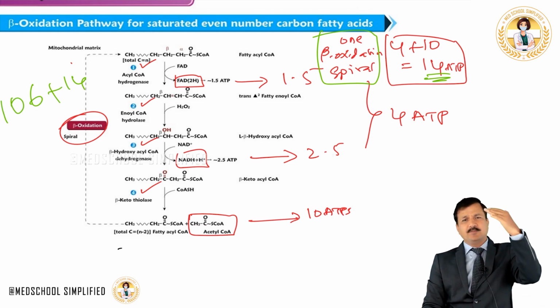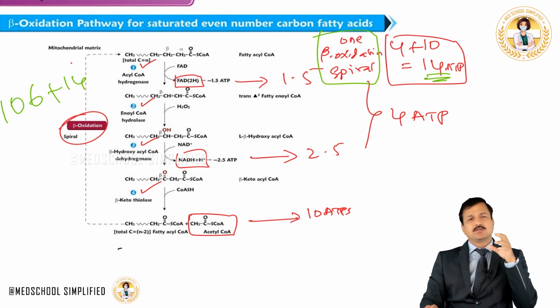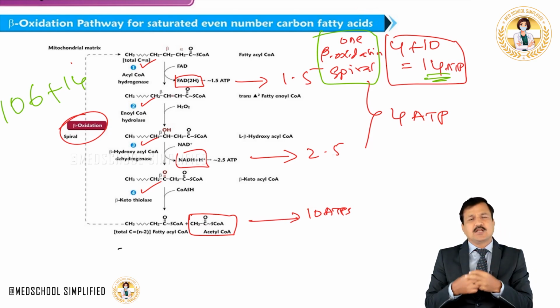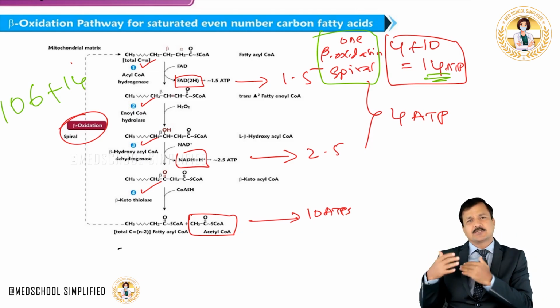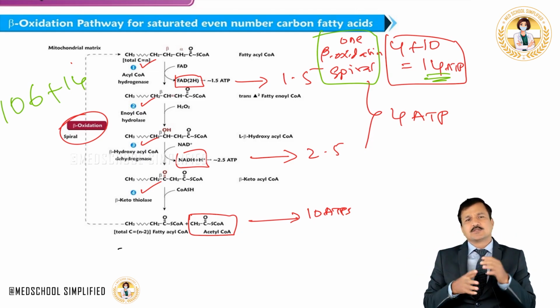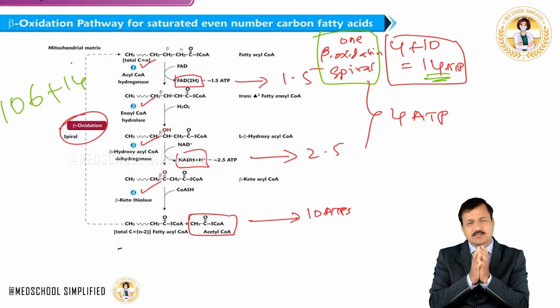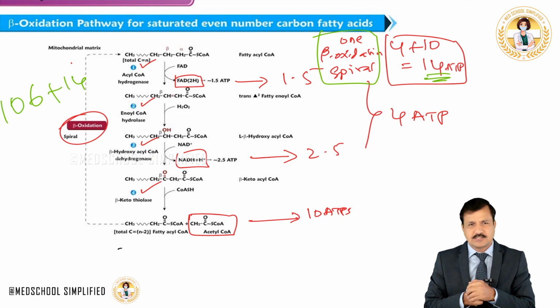Because for a 16 carbon fatty acid, there will be 7 spirals going on to give 8 acetyl-CoA, because 16 divided by 2 is 8 acetyl-CoA, and 8 minus 1 is 7 spirals. So for 7 spirals of beta oxidation, a 16 carbon palmitic acid will give 106 ATP.